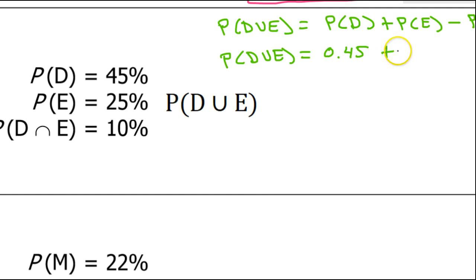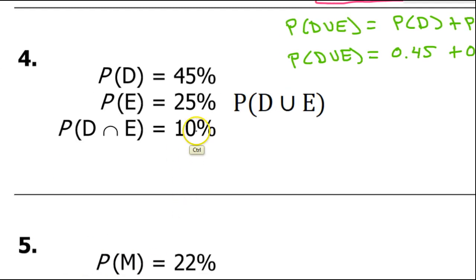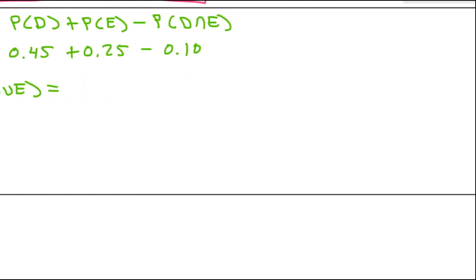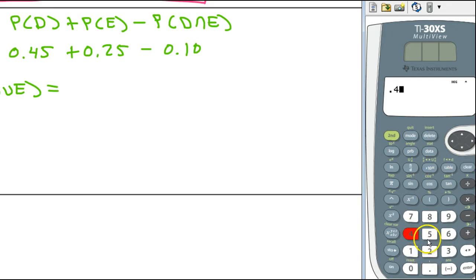The probability of E, I'm going to put 0.25. And we also know the probability of D and E is 10%, so I'm going to put 0.10, so minus 0.10. This is going to be a little bit extra easy because all of the numbers are on one side of the equation. So we'll just add them all up. So the probability of D or E should equal 0.45 plus 0.25 minus 0.10. So that's 0.6.